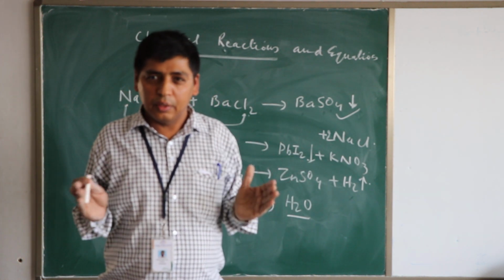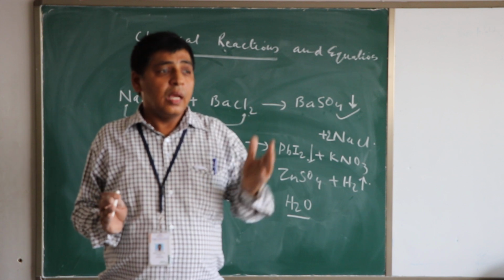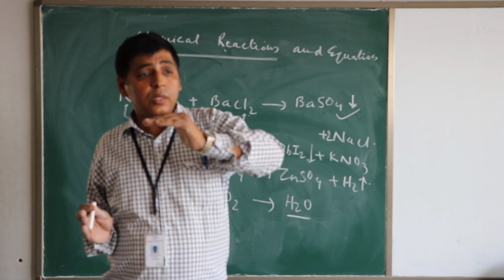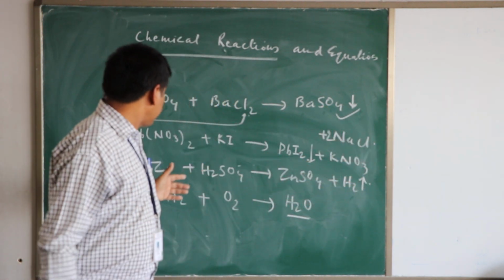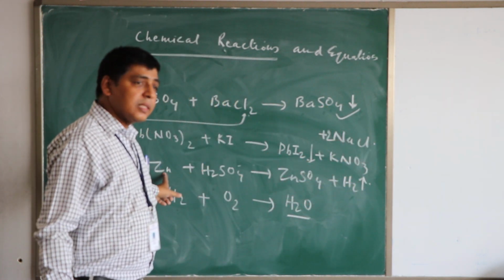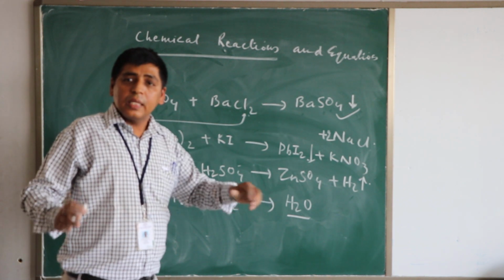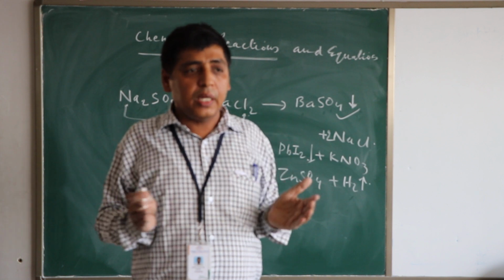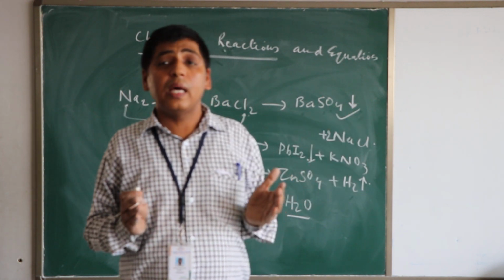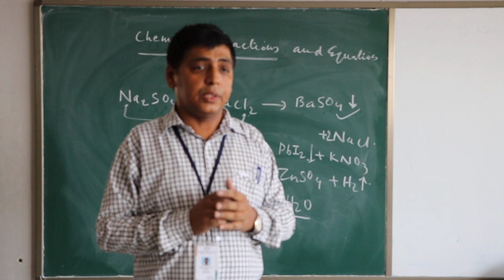Normally we don't write word equations. Then we write elements and compounds in the form of symbols and formulae. When we write in terms of symbols and formulae, then it is called a formula equation. And when that type of equation is not balanced, it is called an unbalanced chemical equation.